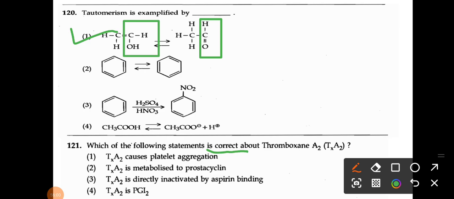So what is PGI2? PGI2 is nothing but your prostacyclin. Okay, so what is correct about thromboxane? It causes platelet aggregation. So option A is correct, because thromboxane A2 causes platelet aggregation, while PGI2 or prostacyclin is the platelet aggregation inhibitor or the anti-platelet aggregation drug, right? Please remember, thromboxane A2 causes platelet aggregation, while PGI2 is a prostacyclin and is a platelet aggregation inhibitor.